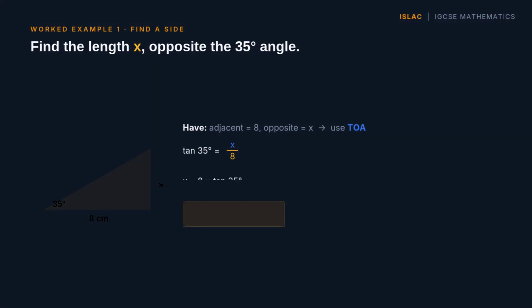Worked example 1. Angle 35 degrees, adjacent 8 centimeters, find the opposite. We have adjacent and opposite, so that's TOA, tangent. Multiply across to get x.